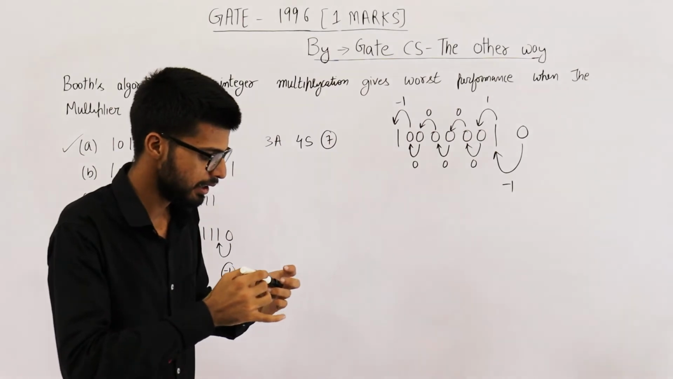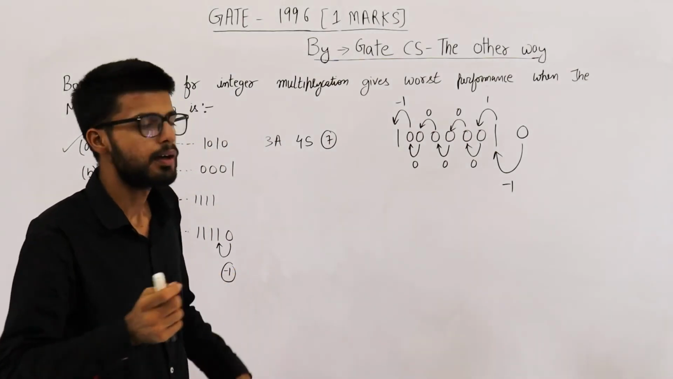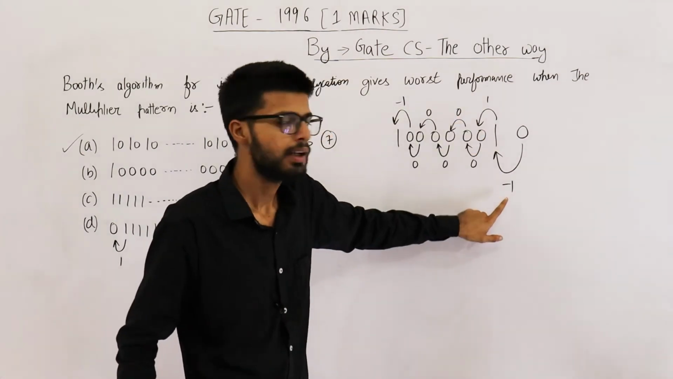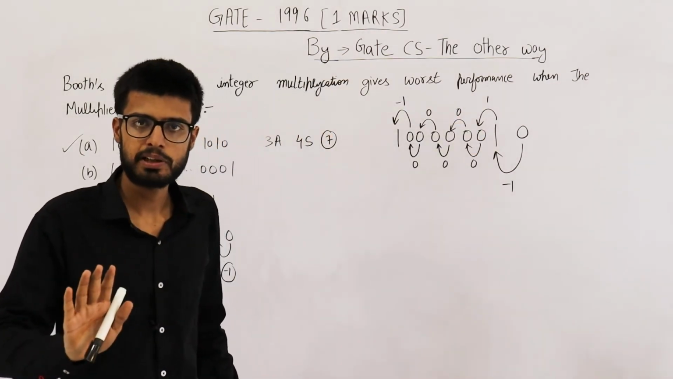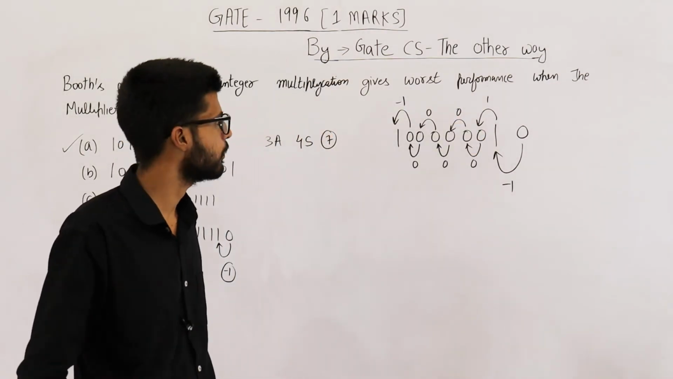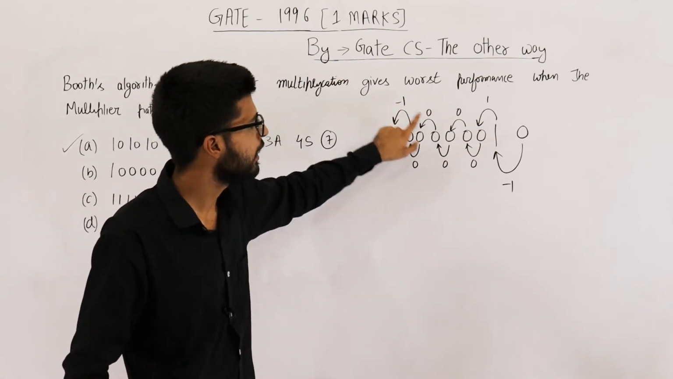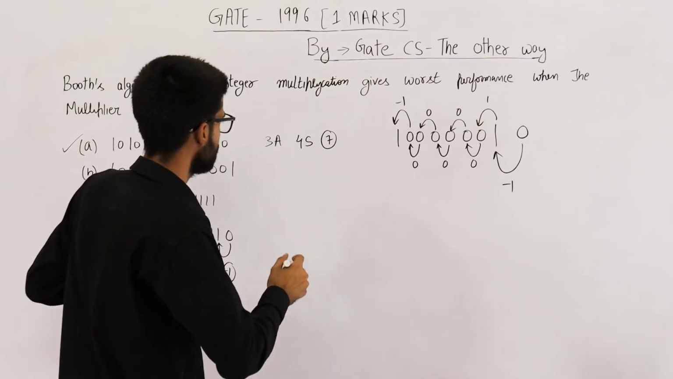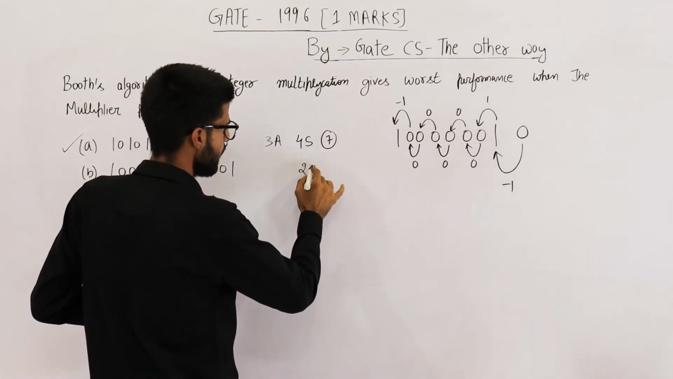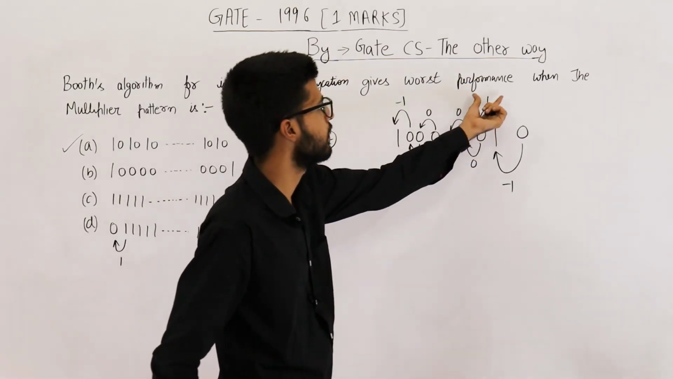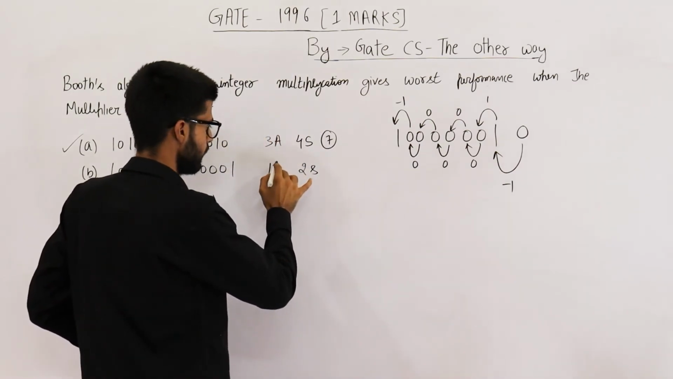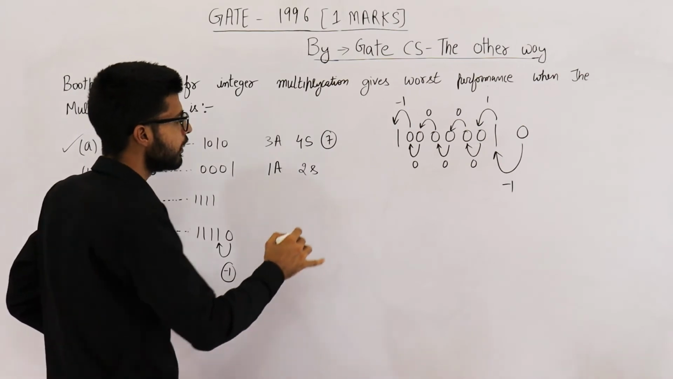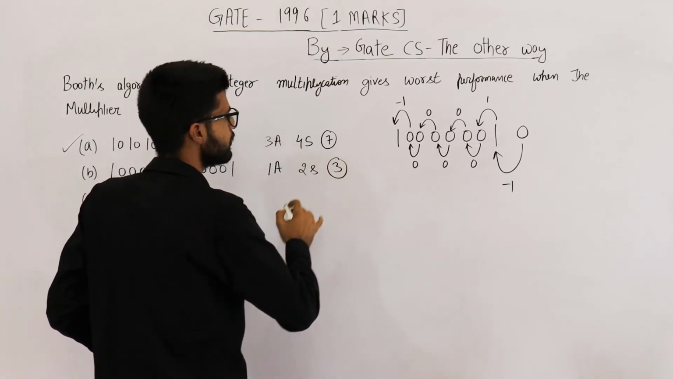Look, in option B, how many operations will be performed? 1, 2, 3. Actually, you will have a minimum of 8 shifts, but we are not discussing shifts. It is 1 plus 1, 2 subtractions and 1 addition. Okay. So here we had 7 ALU operations. Here you have only 3 ALU operations.